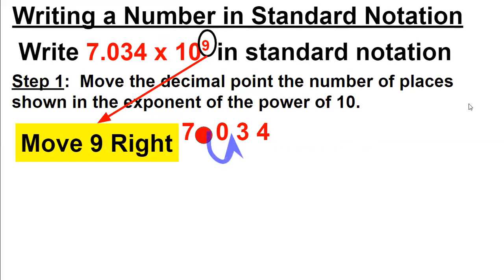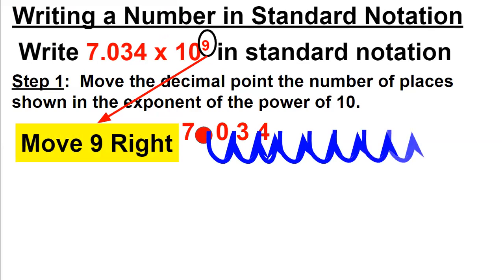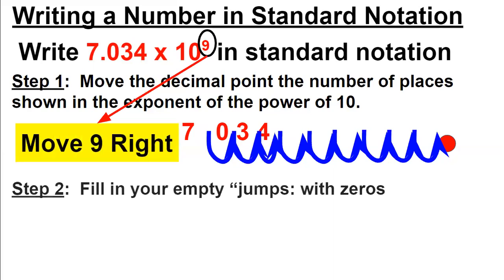So move 9 to the right. Here we go. 1, 2, 3, 4, 5, 6, 7, 8, 9. Be very careful on your jumps and your counting and your lines, right? Be very neat and organized with this so that you don't get off on missing a jump. So now we do what? First we're going to move our decimal. Then we fill in our empty jumps with zeros.